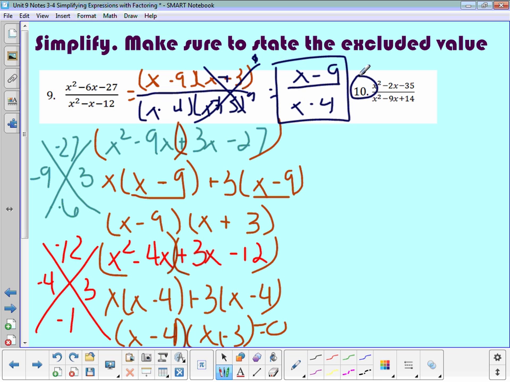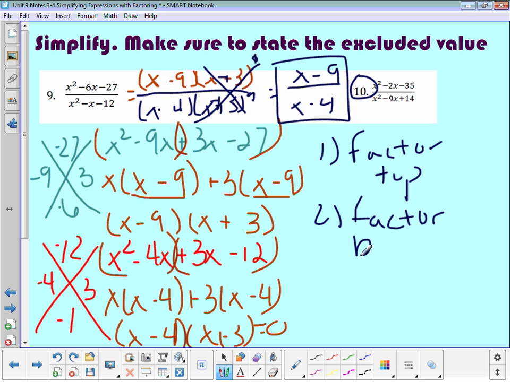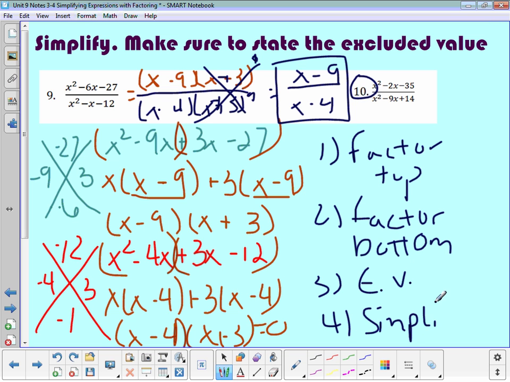I think you guys are ready. I want you guys to try number 10 on your own. So first, factor top, then factor bottom, and then find your excluded values, and then simplify. So I want you to go through and do that. Those are the steps you're going to kind of go through for those, okay?